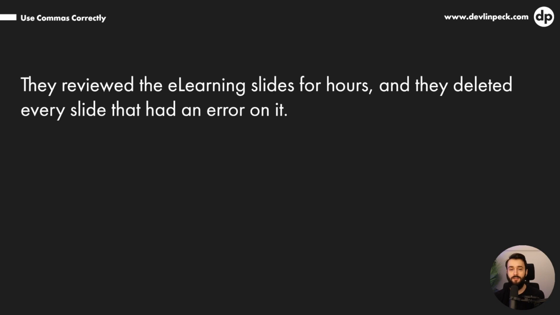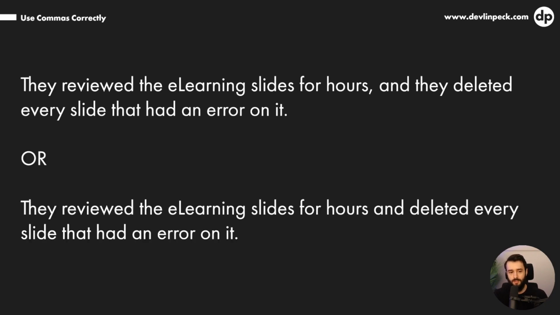If we wanted to keep the comma, we could just add the subject to that second clause. "They reviewed the e-learning slides for hours, and they deleted every slide that had an error on it." Now "they deleted every slide that had an error on it" stands on its own. So this is a perfectly valid sentence. We can include the comma. The other option is to just delete the comma. "They reviewed the e-learning slides for hours and deleted every slide that had an error on it." That sentence is correct because the second clause is a dependent clause, not an independent clause.